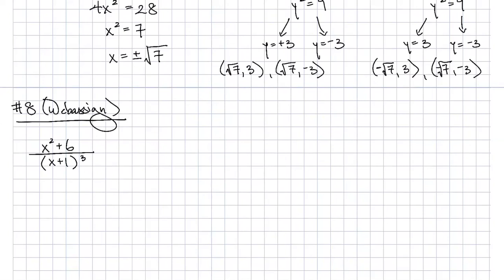Okay. So I think this will be a really good one to practice setting up things, okay? In this case, I actually have 3 factors on the bottom, but they all happen to be the same. So really, I have something like this: x plus 1 times x plus 1 times x plus 1. And so when I go to do my setup, I'm going to need one of the x plus 1s. That's going to be my first denominator.